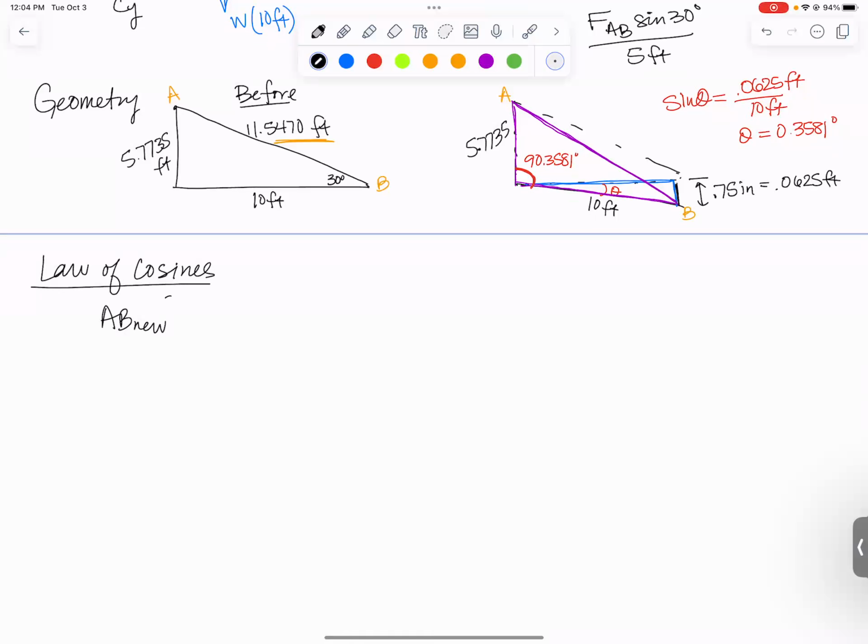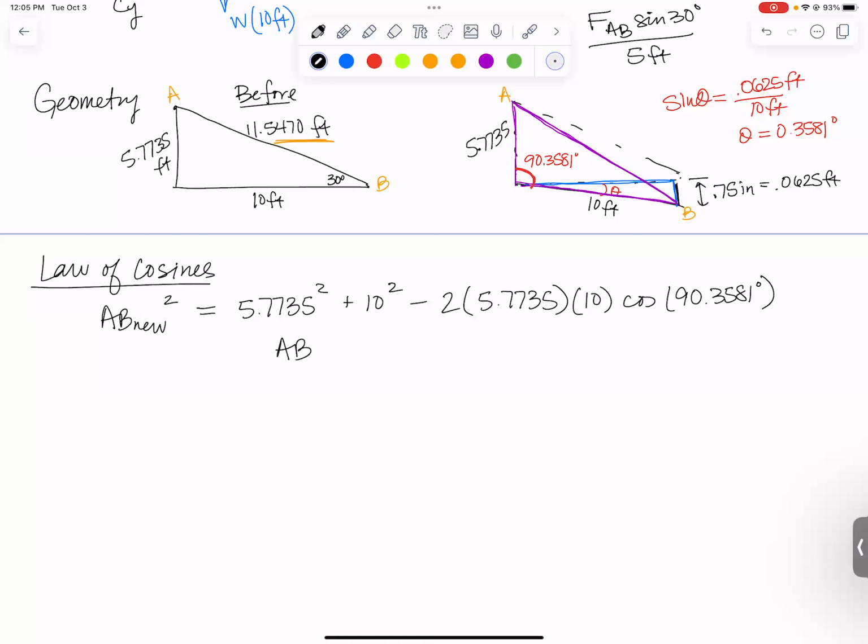And law of cosines says that guy squared is equal to 5.7735 squared plus 10 squared. These are all in feet, right? That would be Pythagorean theorem, but we have to correct it. So it's minus 2 times 5.7735 times 10 times the cosine of the angle between them, 90.3581 degrees. Cosine of 90 is 0, so when it's an actual right triangle, you just get Pythagorean theorem here. All right, solve it. And we get that the new length of AB is 11.5782 feet. Again, keeping lots of decimal places here.